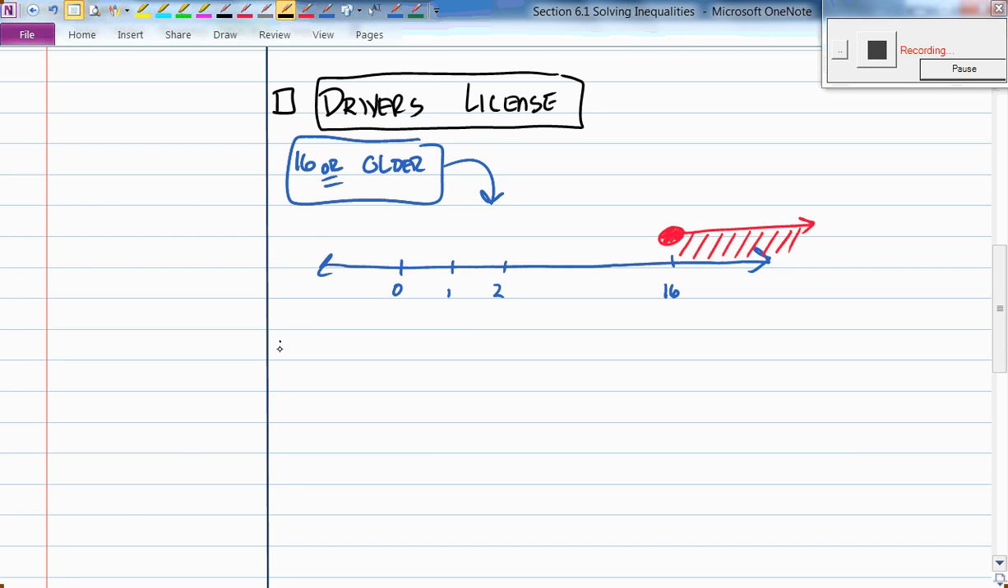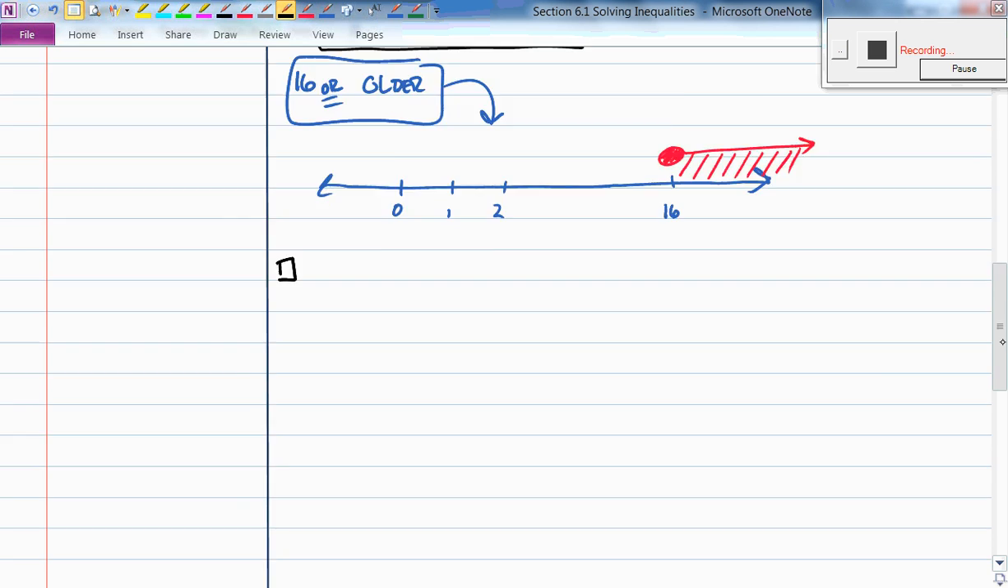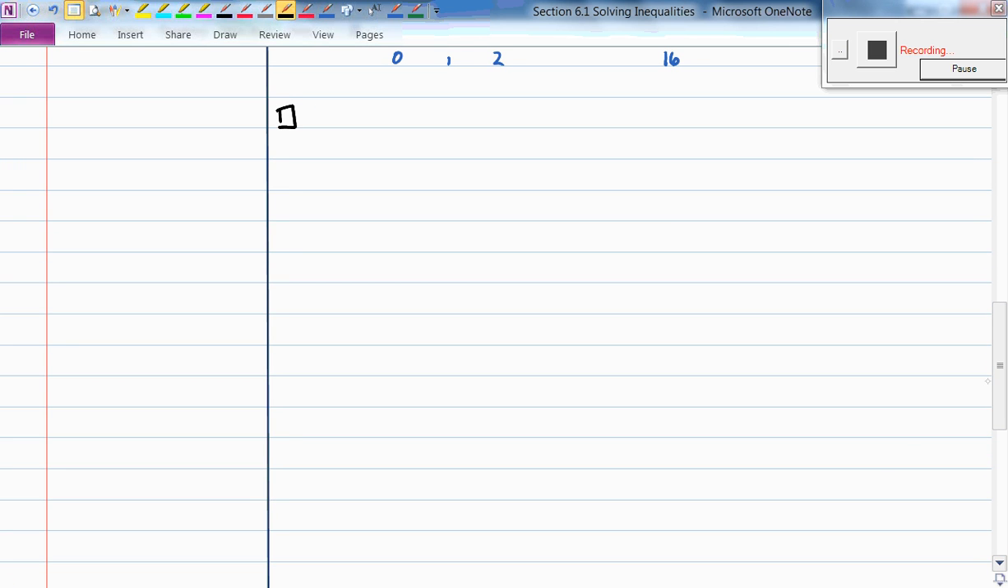All right, so this is a basic understanding of inequalities. All right, now we're going to get into some properties. We're going to talk about the addition property of inequalities.